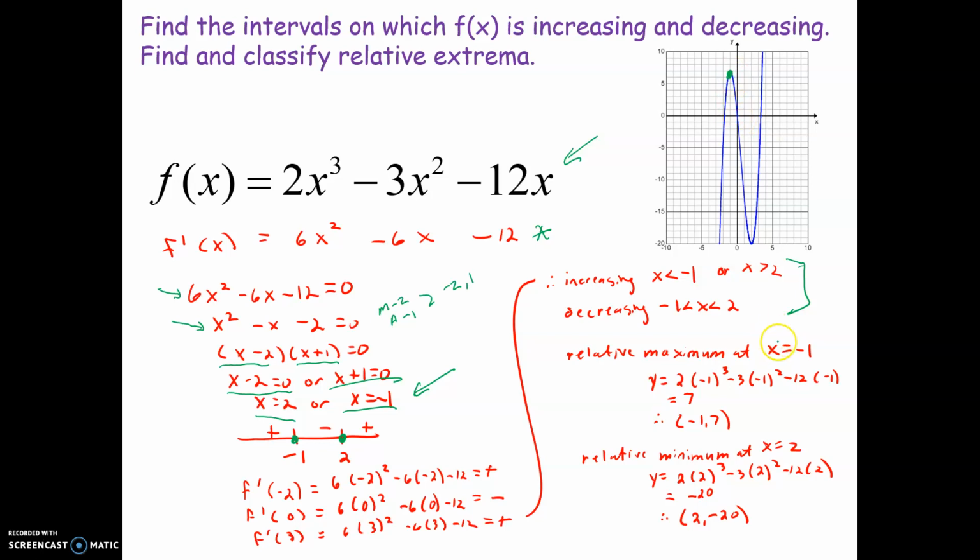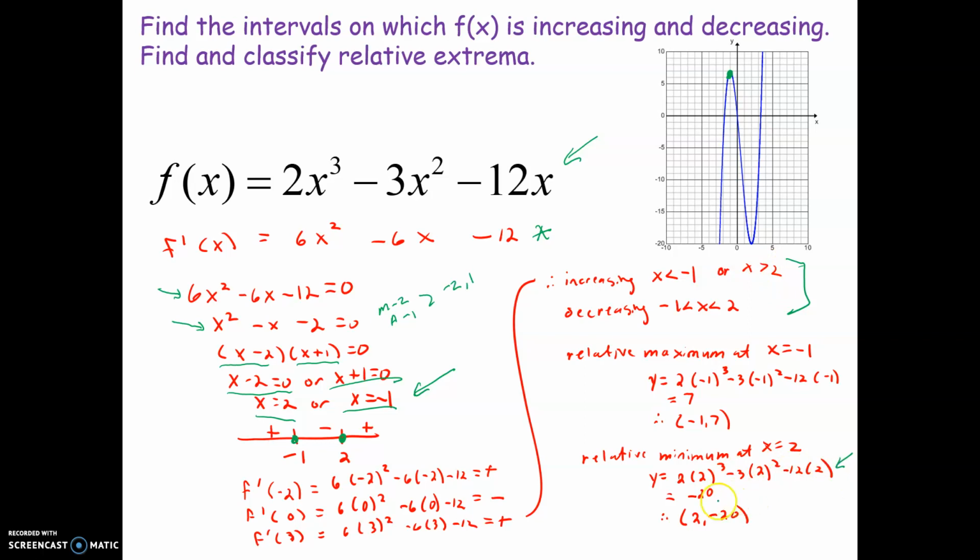relative maximum. And I have a relative minimum when I have an x of 2, because the graph goes from decreasing to increasing, from a negative slope to a positive slope in there. And so therefore, where is that in terms of y? You'd have to go back and put that x of 2 into the original f of x.